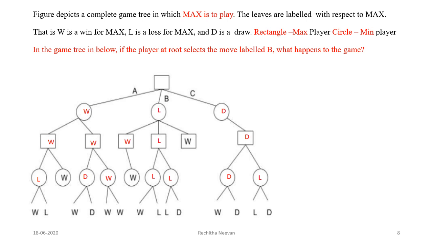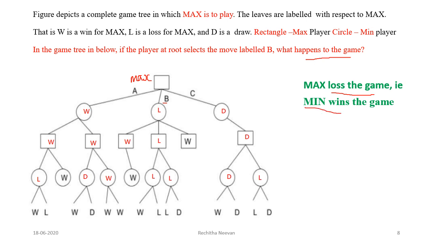Another question is, in the game tree below, if the player at the root, which is a max player, selects the move labeled B, what happens to the game? If max player selects the path labeled B, it's a loss path. That means the max loses the game, and in turn, who wins? Min player wins the game.